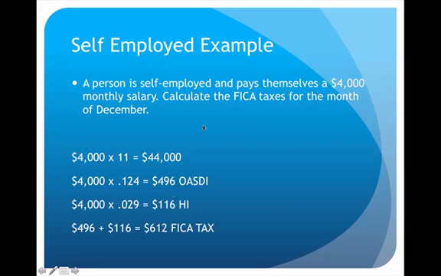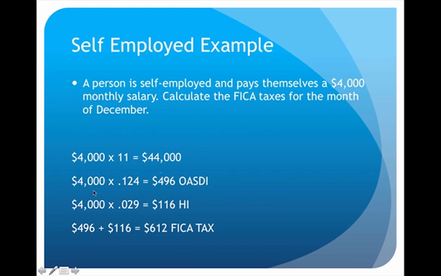This example is a little bit different. This person happens to be self-employed, and they pay themselves a $4,000 monthly salary. And again, we want the FICA taxes for the month of December. So first of all, we want to just double check and make sure that we're not in any danger of going over the cap. So $4,000 a month, 11 months so far, year to date, $44,000. So nowhere near the cap of $106,800. So it's okay to go ahead and take the OASDI taxes.